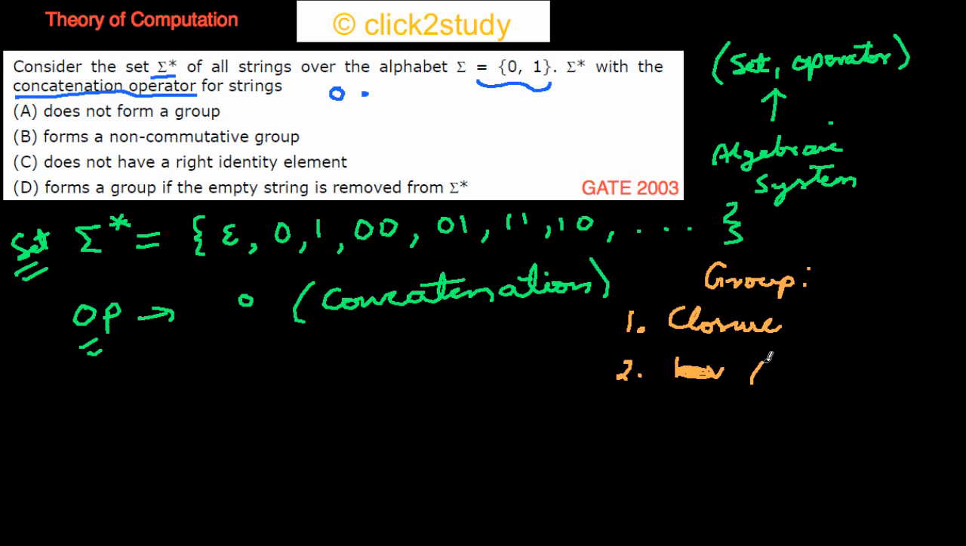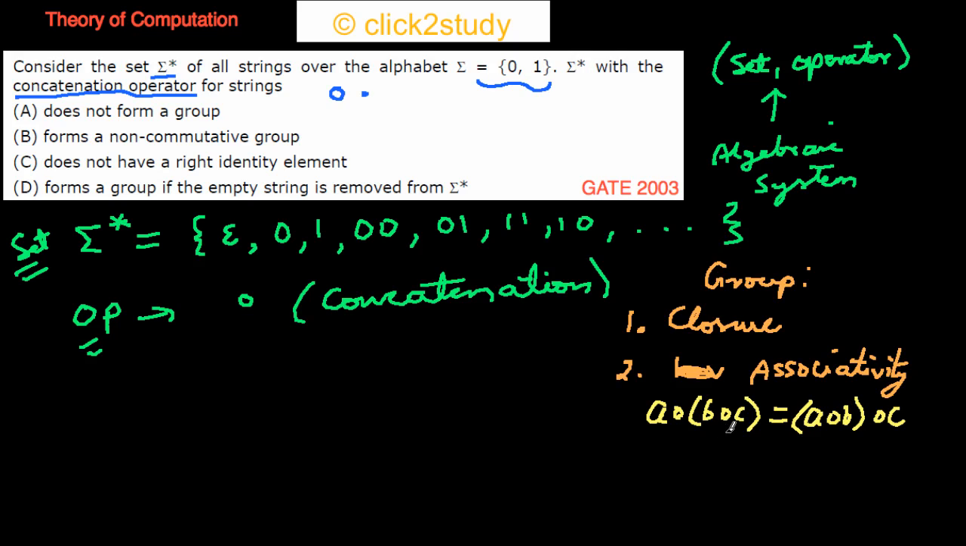Next, let's talk about associativity. Suppose you have some operation like A, B, C. In the case of associativity, it doesn't matter which you operate first. Whether you operate B and C first and then operate the result on A, or you first operate A with B and then operate the result on C, it doesn't matter. That's associativity, the second property that should be satisfied for an algebraic system to be a group.